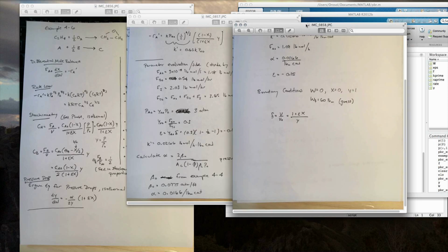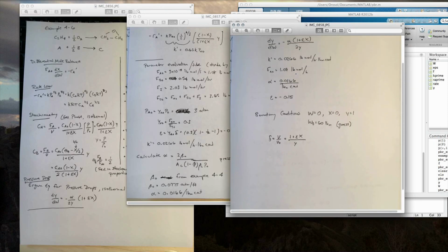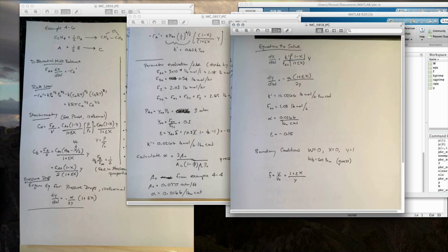And so then you can start combining, well, writing down the equations that you're going to solve. So these are the two differential equations, and then these are the constants that we need to solve these: K prime, FA naught, alpha, and epsilon. And in order to solve this, we also need some boundary conditions.